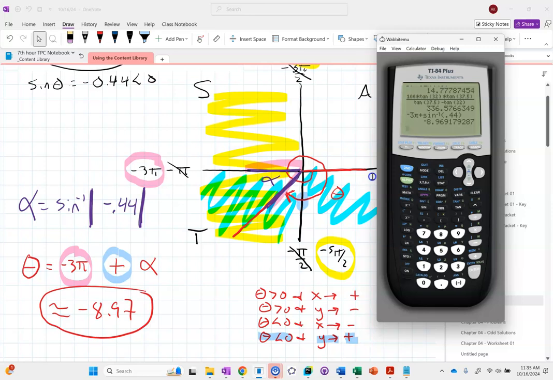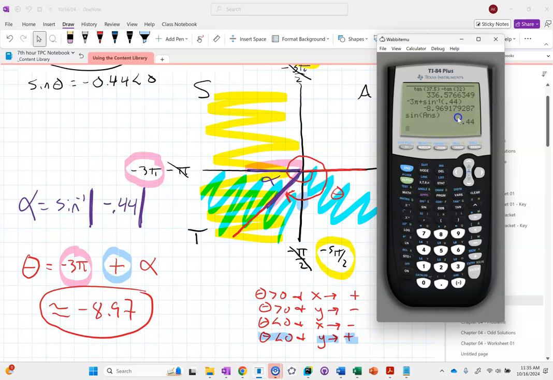So let's check this now. Every single one of these is checkable. The check is two parts though. The first thing I want to do is check to see if sine of our answer theta gives us negative 0.44. So I'll do sine, and then press second and the negative button, which gives me the last answer outputted by my calculator. So I do get negative 0.44.